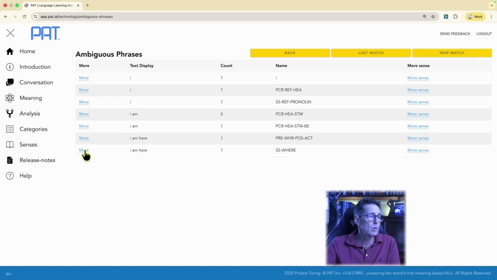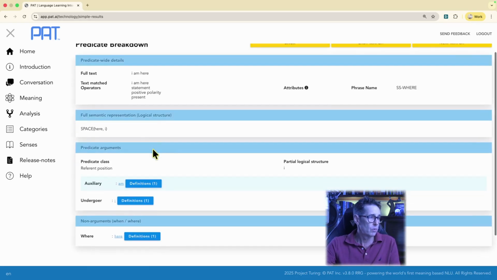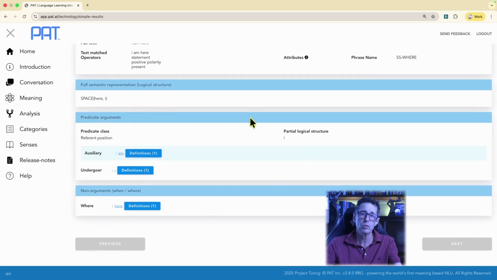When I click on more, "I'm here", you're getting the same representation that we saw for the full representation. That's because what we're looking for in the language isn't the intermediate steps that are taken, it's the final result. And in this case, we've got one final result.